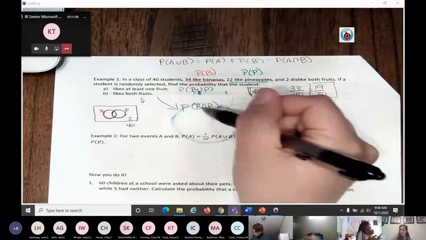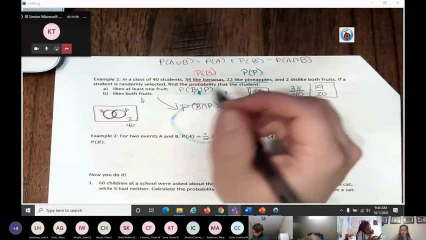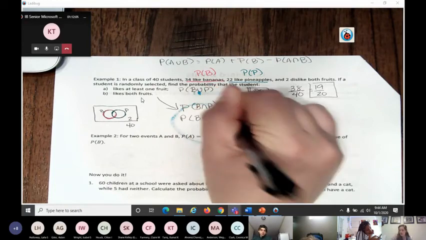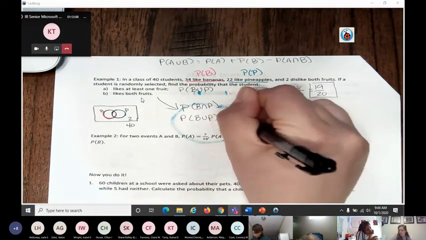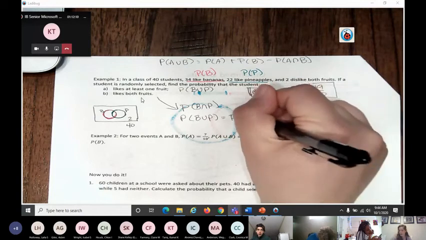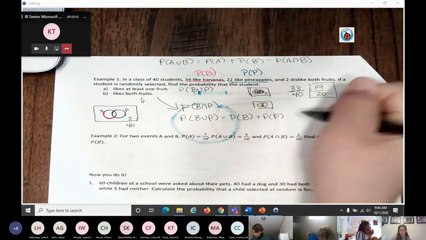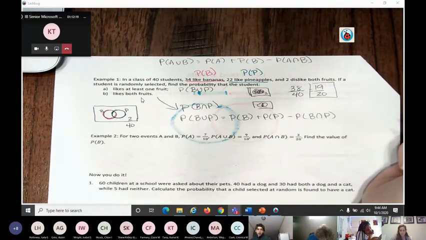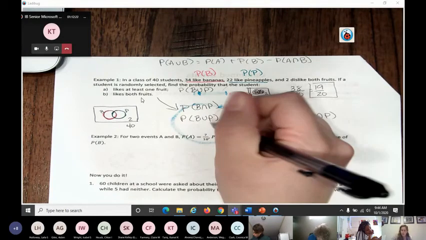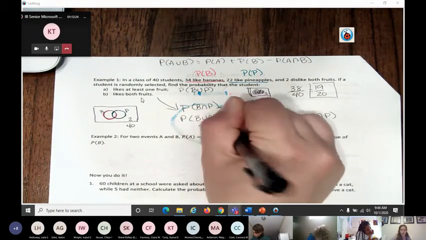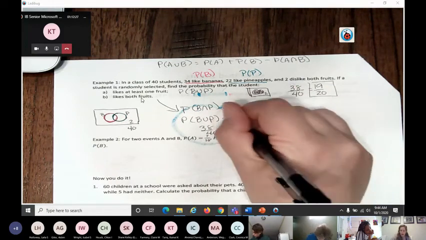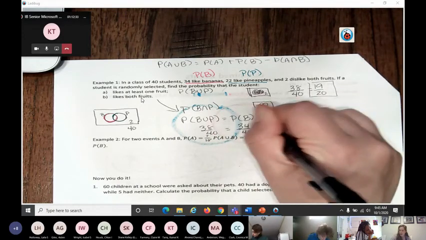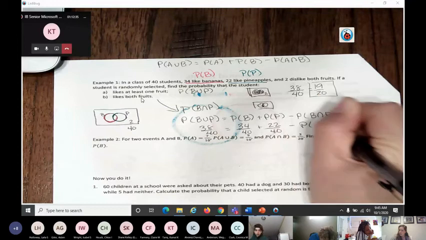So in terms of B and P, bananas and pineapples, I would have the probability of B union P is equal to the probability of B plus the probability of P minus the probability of B intersect P. Okay, we know this is 38 out of 40. We know P of B is 34 out of 40. And we know the probability of pineapples is 22 out of 40. And we're looking for the probability of the intersection happening.